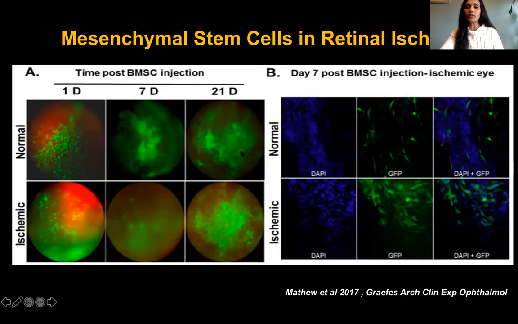And to our surprise, we noticed that the cells were incorporated over a period of time into the retina. You can see it here in both normal and ischemia. We confirmed this result by flat mounting the retinal tissue, and we found that the ischemic retina is taking up more stem cells compared to the normal eye.